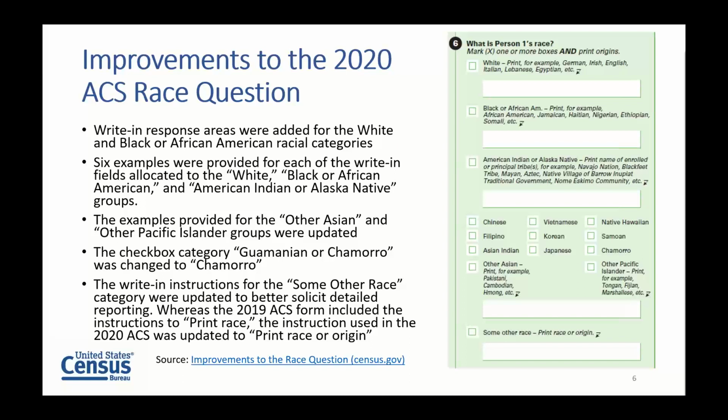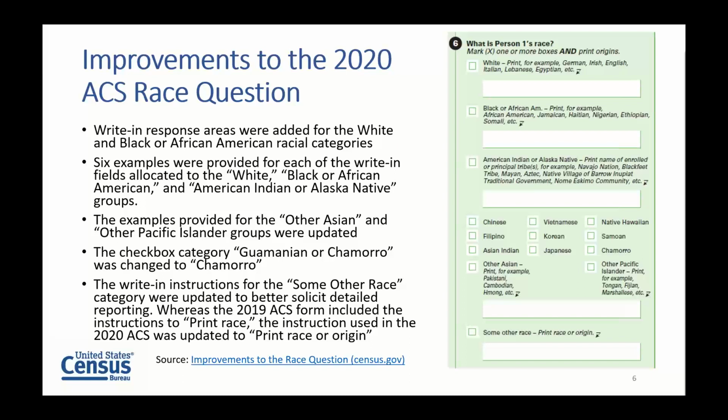We also made updates to the detailed Asian and Native Hawaiian or other Pacific Islander checkboxes by reordering the checkboxes by population size and updating Guamanian and Chamorro to Chamorro. And we also made updates to the instructions for the some other race category. And to learn a little bit more about the improvements to the race question, you can also click on the link that we have available here on this slide to learn more about the improvements and changes to the Hispanic origin and race questions.